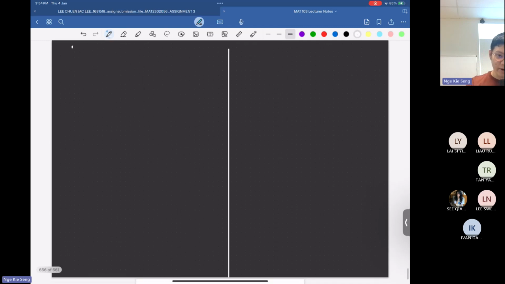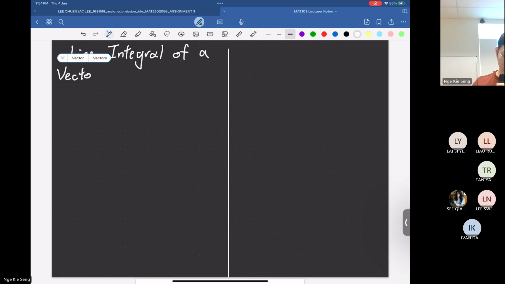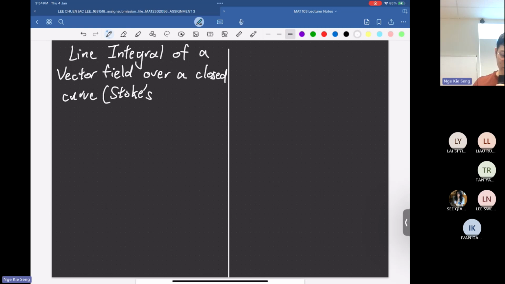So we stop at one point: Stokes' theorem and divergence theorem. So what are Stokes' theorem and divergence theorem? I will split into two cases. One is the line integral of a vector field over a closed curve. This is what we call Stokes' theorem. This is what Stokes' theorem is about.